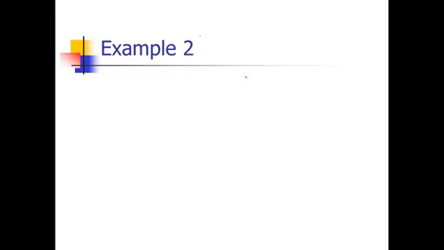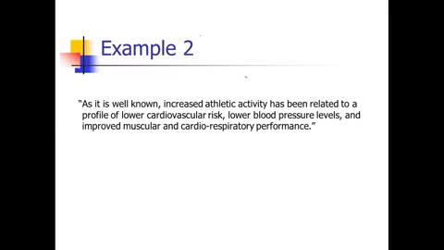So here's a second example that we can edit. This sentence reads, "As it is well known, increased athletic activity has been related to a profile of lower cardiovascular risk, lower blood pressure levels, and improved muscular and cardiorespiratory performance." You can see again that that sentence has a lot of extra words that we can get rid of. Starting with "as it is well known," those little introductory phrases like that usually are just dead weight and we can just cut them. We don't really need to tell the reader it's well known. We can indicate that by putting references at the end of the sentence. That's like the author clearing their throat. So we're just going to cut that.